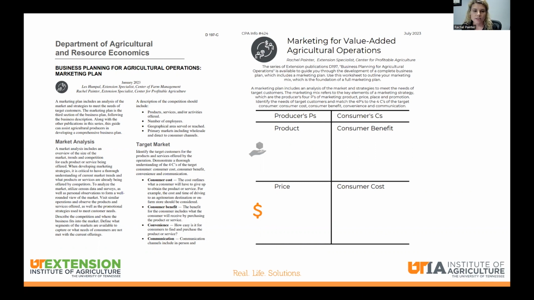These boxes on the screen, there's a front and a back to that publication. This is CPA Info number 424. You can find that on the CPA website, or again, the link in the description of this video. And that can help you as you write your marketing mix for your marketing plan.